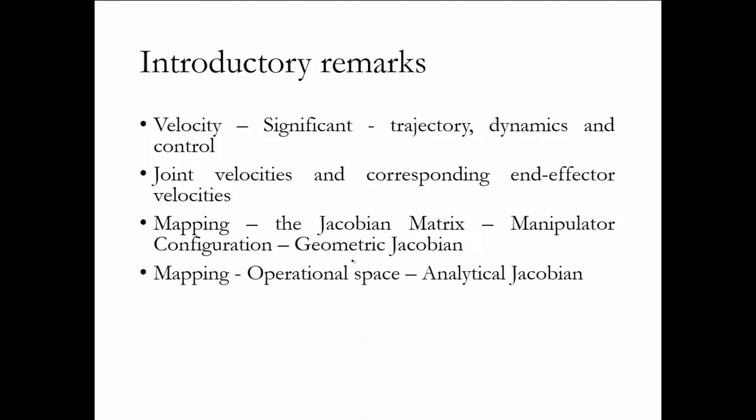We have the geometric Jacobian and then we have the analytical Jacobian. The analytical Jacobian is the Jacobian that we are more interested in. It is also called the operational space level Jacobian because we are interested in the operational space velocities and the joint velocities. That is related by the analytical Jacobian, or we can call it the Jacobian in general. So with these velocities and Jacobians, we come to something called kinematic singularities in the mechanisms or the robots. We'll be talking about this later on.